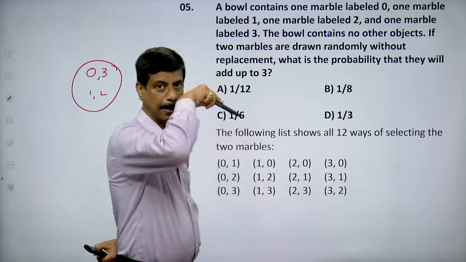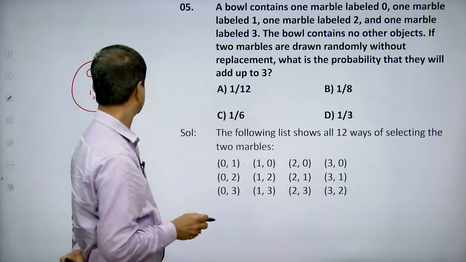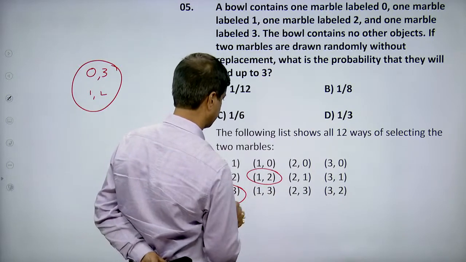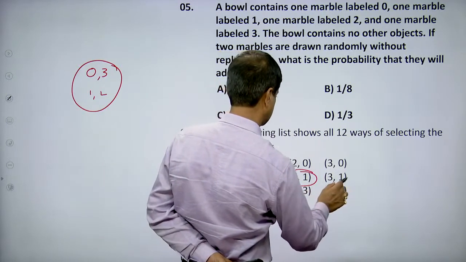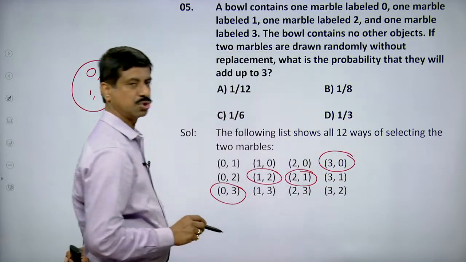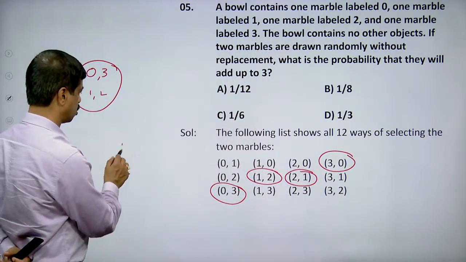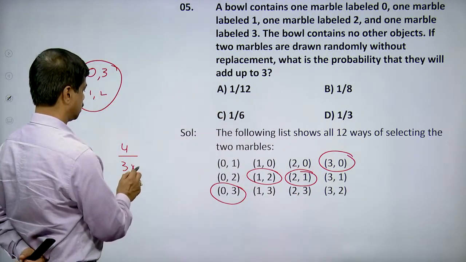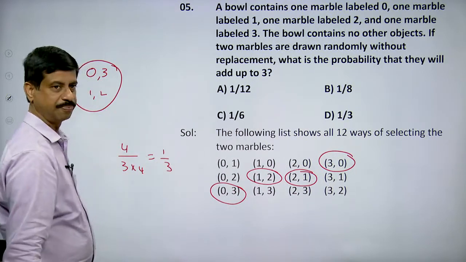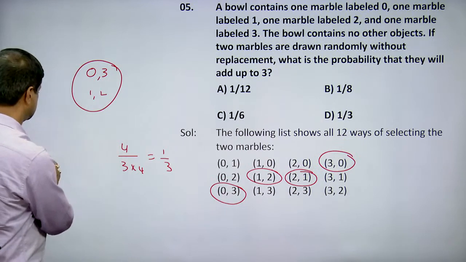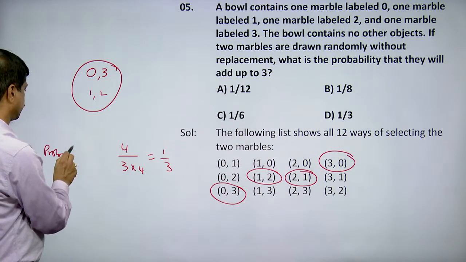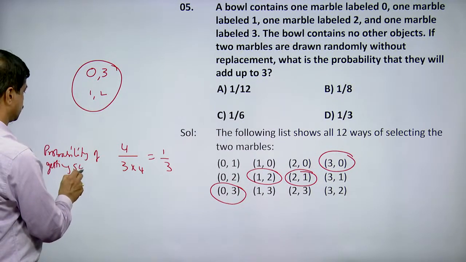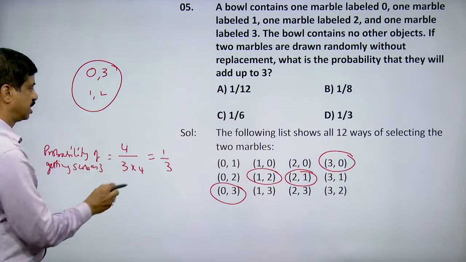Same way I wrote for that die, when 2 dice are thrown. So where all you will have sum 3: 1, 2, 3, 4. So total possibility is 4 by, total how many? 3 times 4, 3 into 4. So that is 1 by 3, right, children? Probability of getting sum as 3 is equal to 1 by 3.